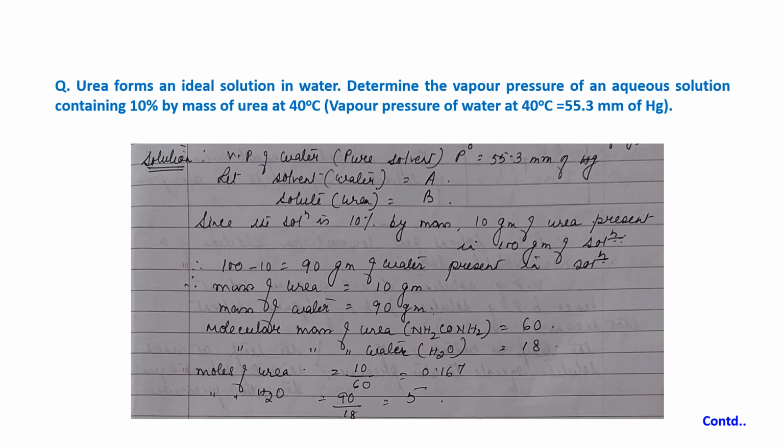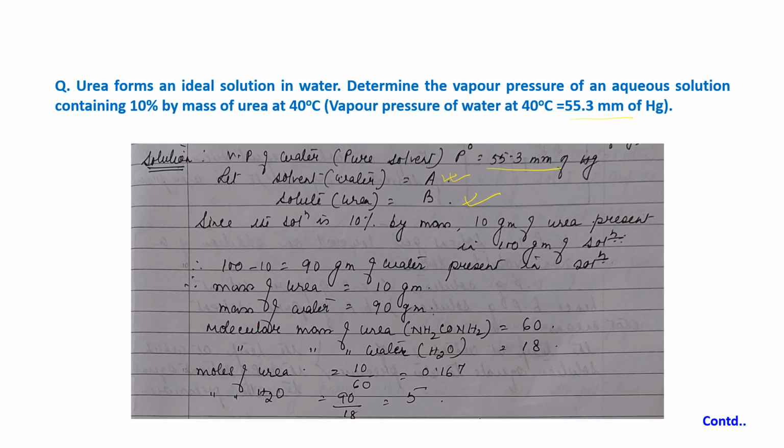Urea forms an ideal solution in water. Determine the vapor pressure of an aqueous solution containing 10% by mass of urea at 40 degrees centigrade. Vapor pressure of water at 40 degrees centigrade is 55.3 millimeter of mercury. It is given. Vapor pressure of pure water is given, P0 is 55.3. Let the solvent, water, be A, and the solute, urea, be B.